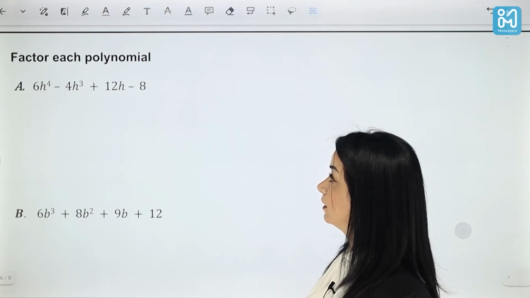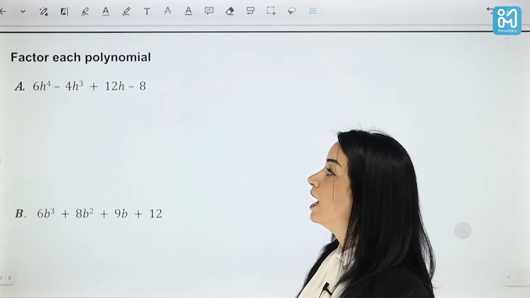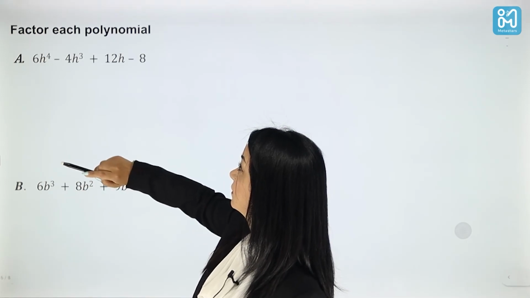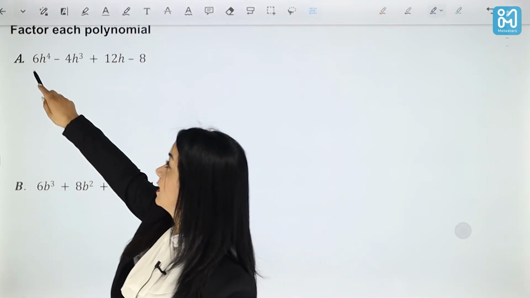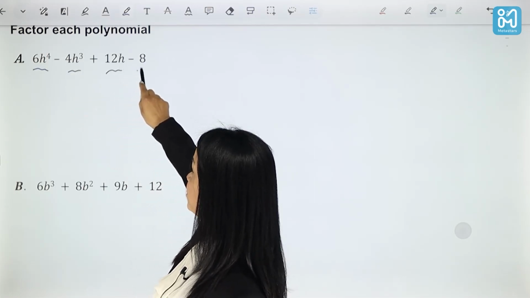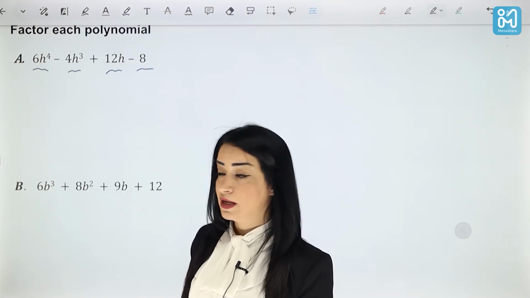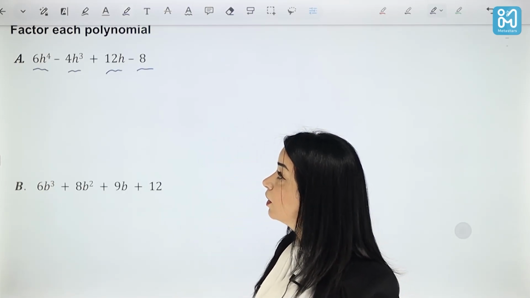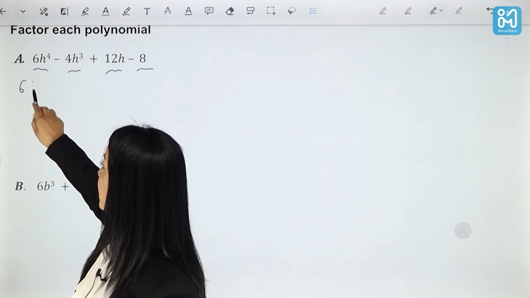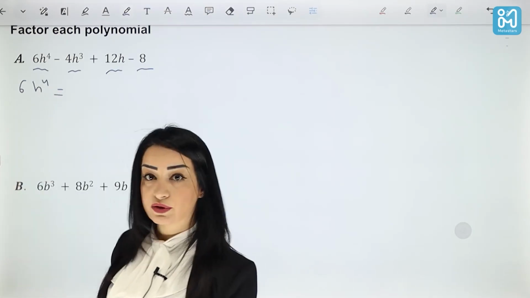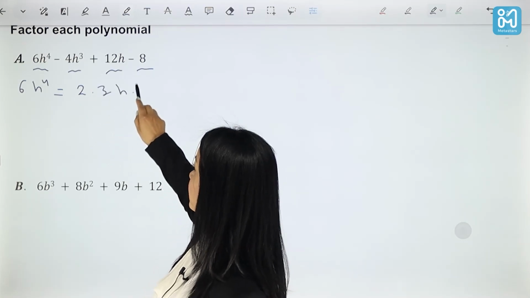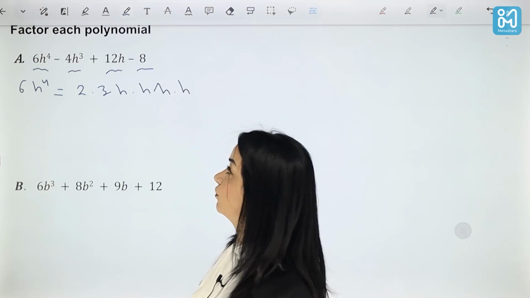Let's now start with the simplifying. Here, this polynomial, how many terms do I have? I have 4 terms. The first term is 6h to the power 4 minus 4h cubic plus 12h minus 8. So I need to find a common factor. What common factor do I have between these 4 terms? Let's start one by one. 6h to the power 4. 6 is equal to what? Is equal to 2 times 3. 2 times 3 times h times h times h times h, 4 times.